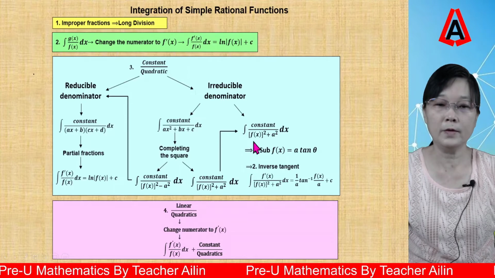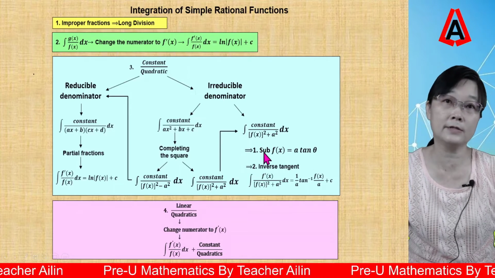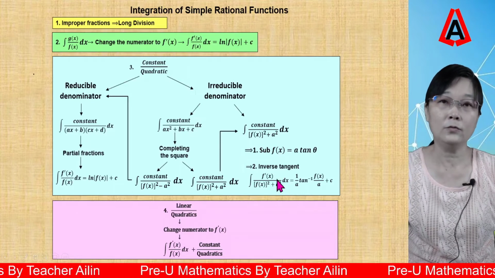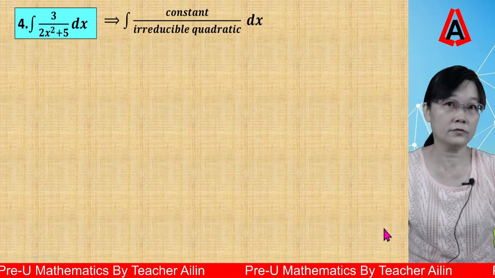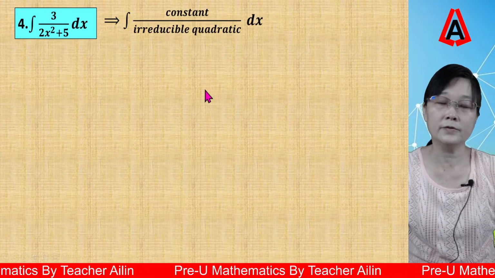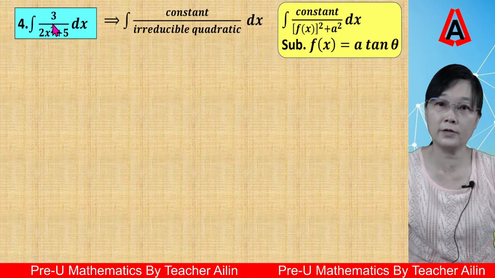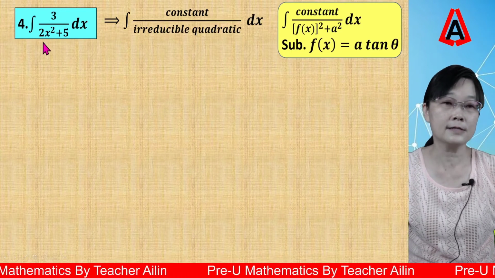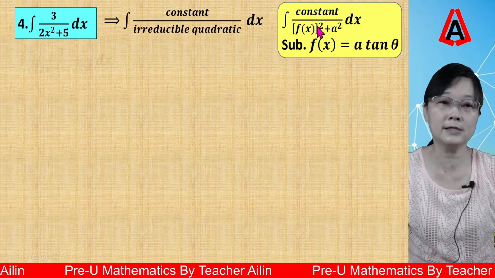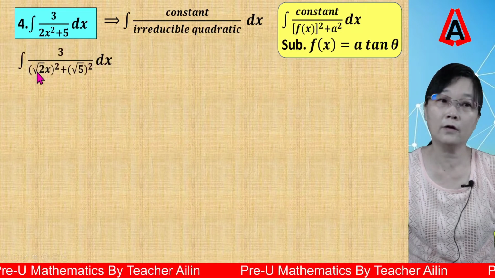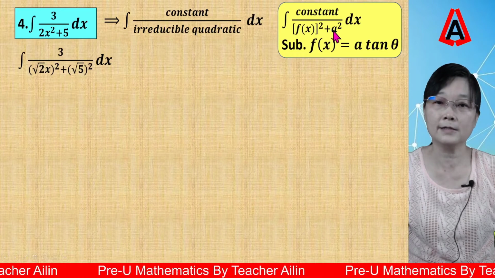So, there are two methods that can be used to find the integration. One is by using substitution and the other one is by using formula. So, first I'm going to show you how to use the substitution method to find the integration of this question. Before this, I'm going to rearrange the denominator in this form where square root of 2x is fx and square root of 5 is a.